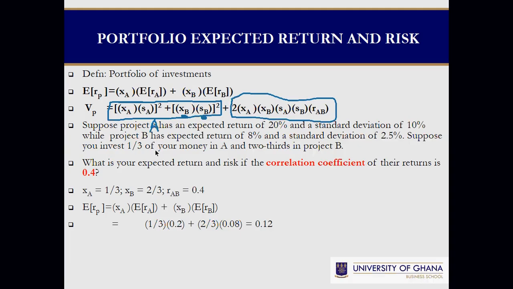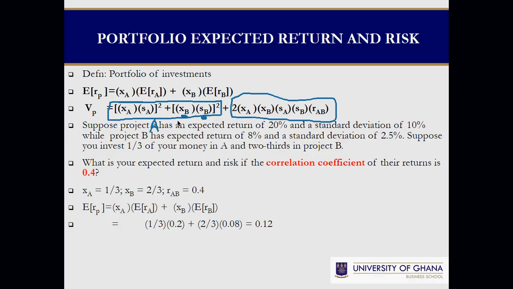Suppose you invest 1/3 of your money in A and 2/3 in B. What is your expected return and risk if the correlation coefficient of their returns is 0.4? Now, the expected return on the portfolio is the portion of the money that has been invested in A times the expected return of A, right?